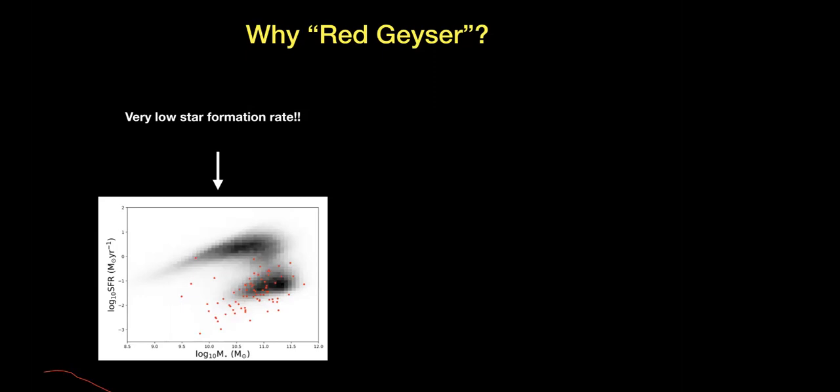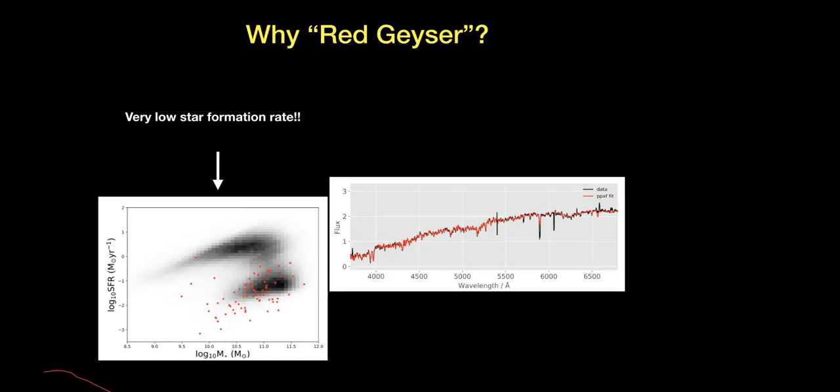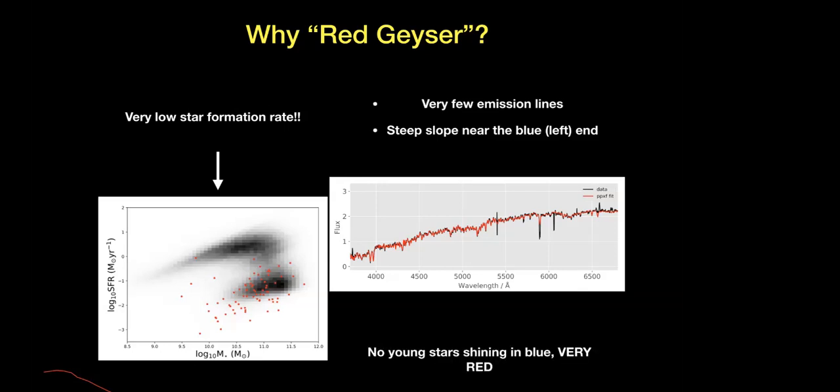Now let's look at the stellar population, or what's the current age of the stars. For that, we look at the spectra. The first observation is that this spectra does not have a whole lot of emission lines in them. And the second observation is that the spectra have a steep slope near the blue end, so they go down here. Both these features indicate that they are filled with old stars. So this galaxy is very red.